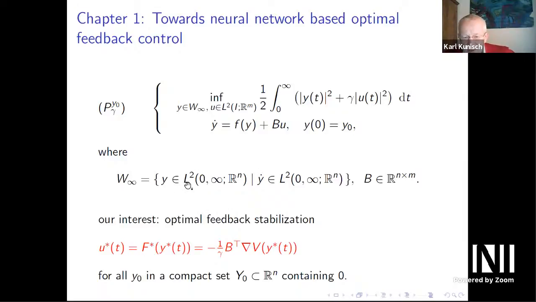We want stabilization. We want a feedback mapping F star acting on the state to give us the optimal control, and we have already heard that this can be expressed by the gradient of the value function. We want to get this on a compact subset Y0 of the state space, which contains the origin. So that's why we call the approach semi-global.